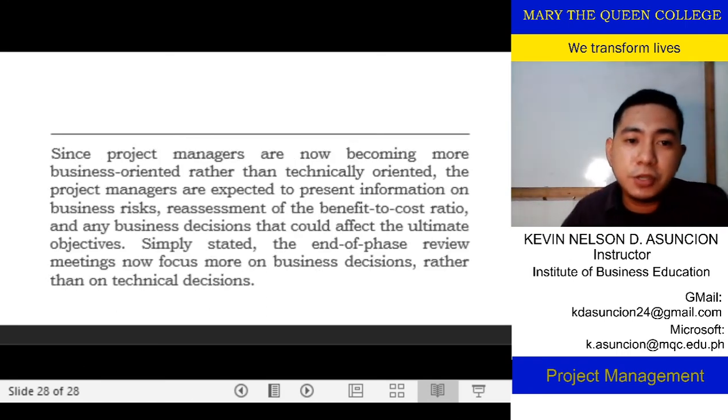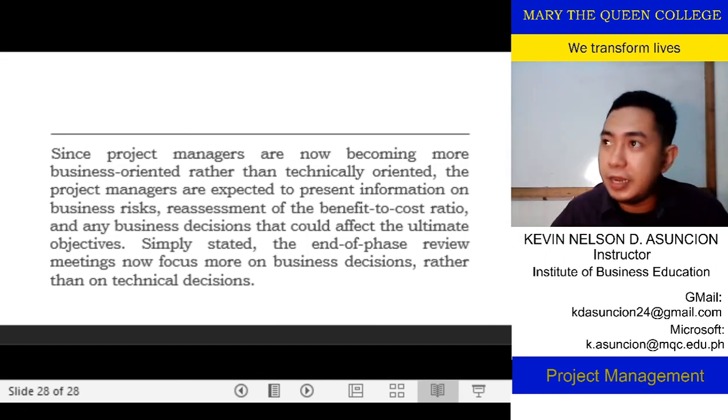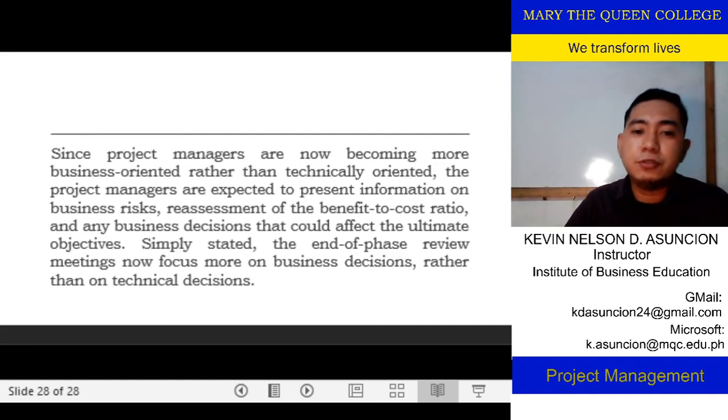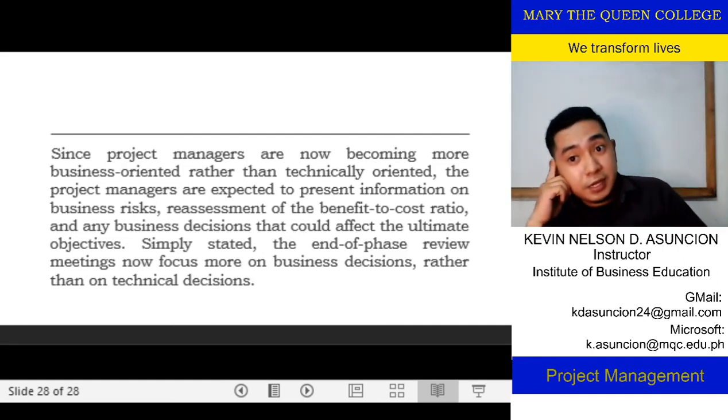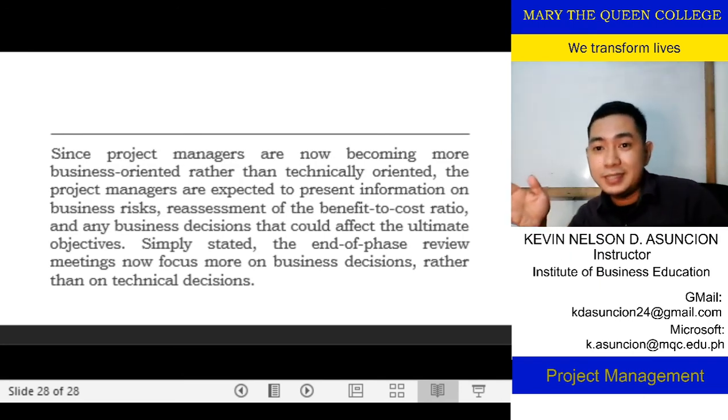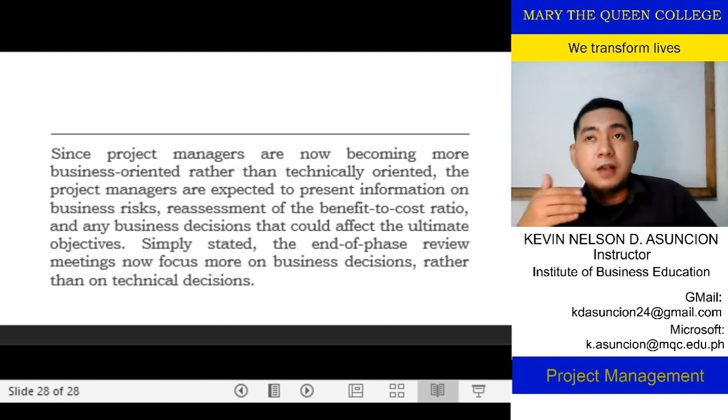Since the project managers are now becoming more business oriented rather than technically oriented, they are expected to present information on business risk, reassessment of benefit to cost ratio, and any business decisions that could affect the ultimate objective. Simply stated, the end phase review meetings now focus more on business decisions rather than technical decisions. Ibig sabihin, future profitability and sustainability ang sinosolve ng end phase review meetings. Okay, so this is one of the areas of development in project management.